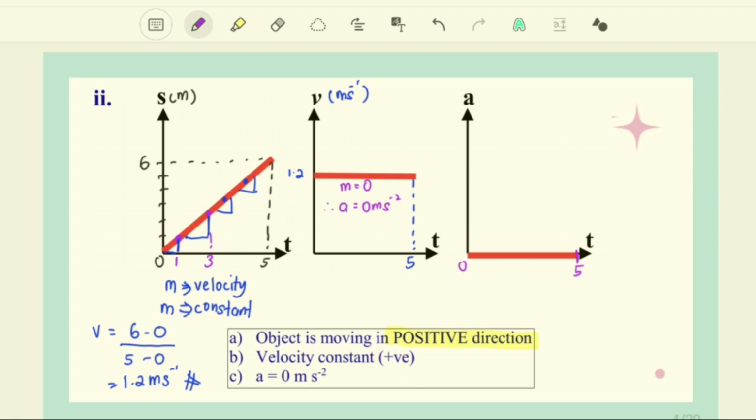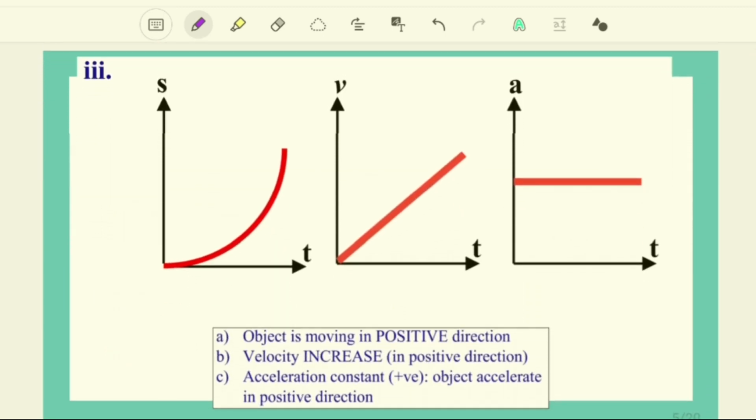Okay, next. Alright, look at this pattern of the graph. Okay, we have curve graph. So now look at this graph S against T graph. The object is still moving in positive direction, from 0 meter to 6 meter. Okay, let's say this is in meter. And let's check about the velocity. Increasing, constant, or decreasing? So, from graph S against T, look at the gradient of the graph.